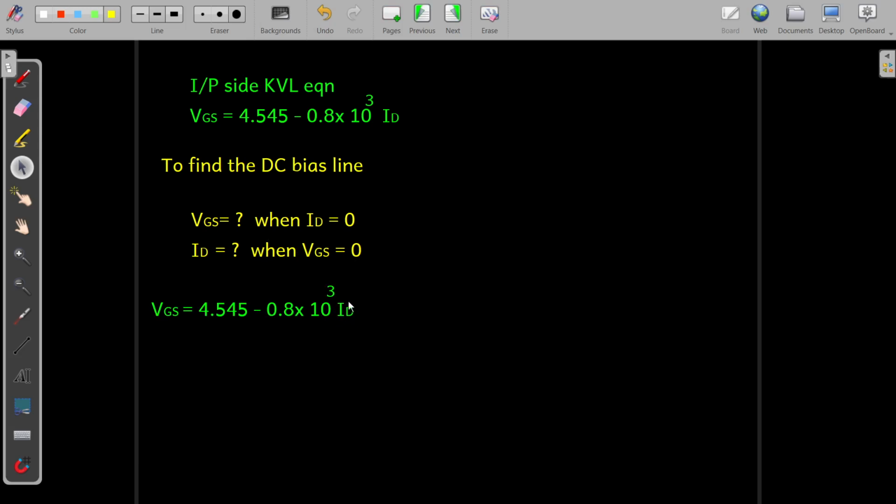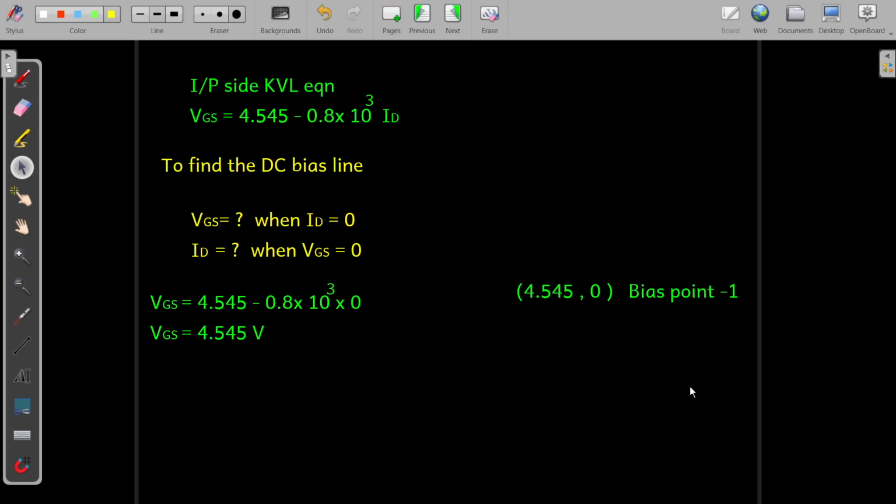So in place of this ID, if I put this as 0, then this equation becomes VGS is equal to 4.545 volts. So now we got the bias point 1 with 4.545 volts, comma 0 milliamps. Now we are going to get the bias point 2.